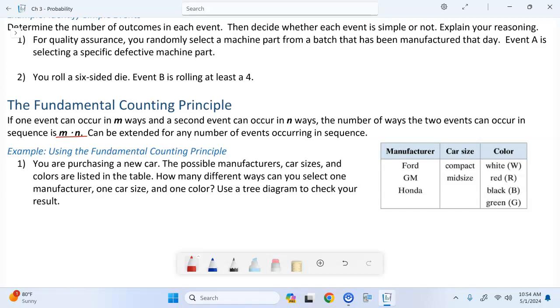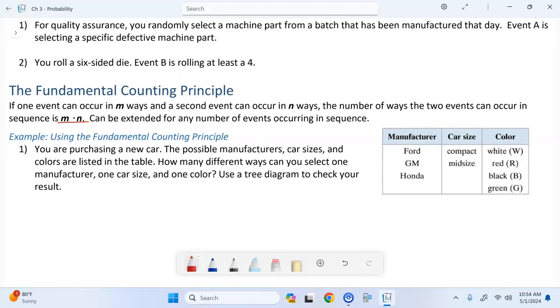Well, our fundamental counting principle says you take the number of options for your first event, the number of options for your second event, and the number of options for your third event, and you multiply them all together. How many different options do I have for manufacturer? 3. How many for car size? 2. How many for color? 4. So we do 3 times 2 times 4, and we get 24 different possible combinations among those choices. Now, obviously, cars have a lot more choices than just that, but that gives a simplified example.